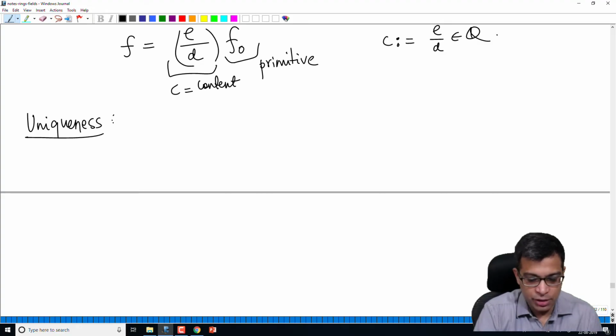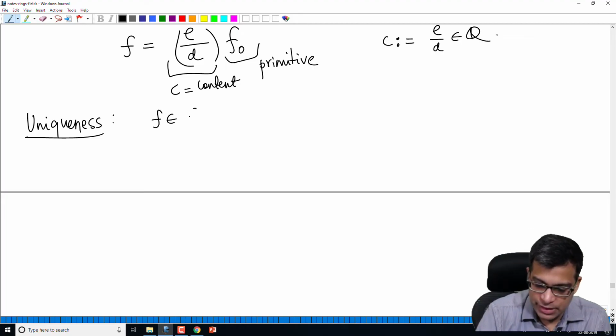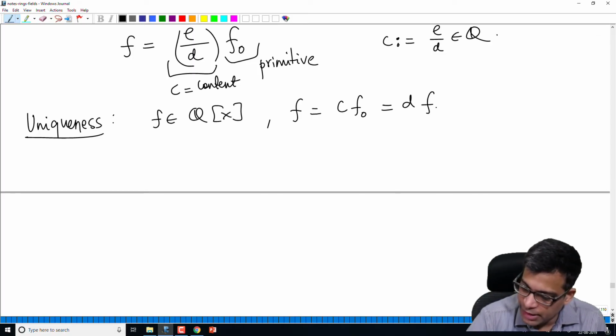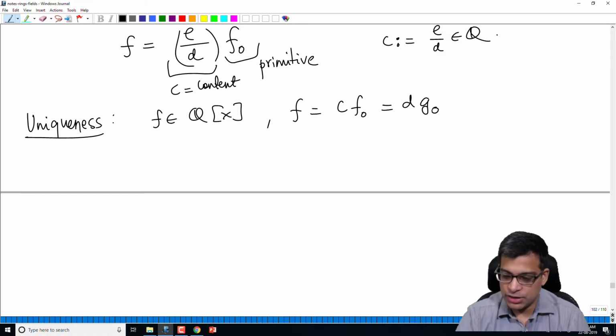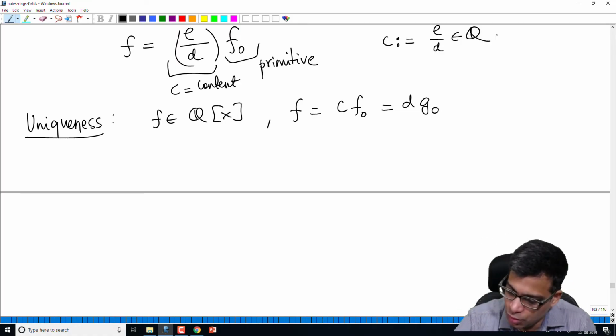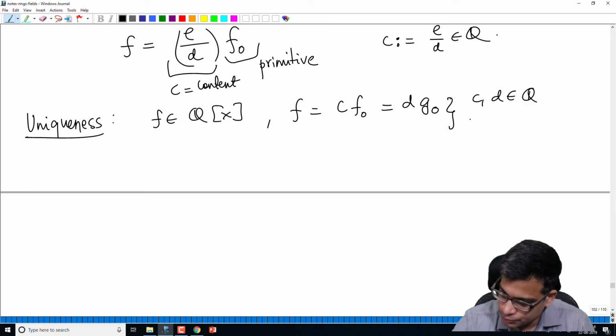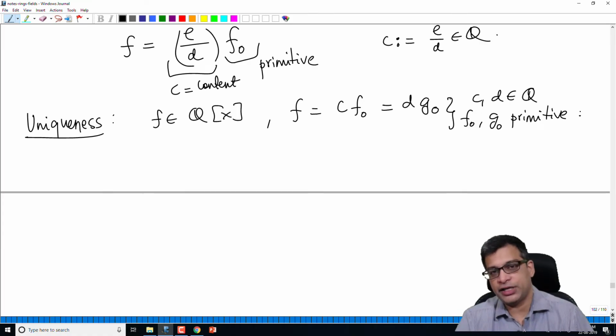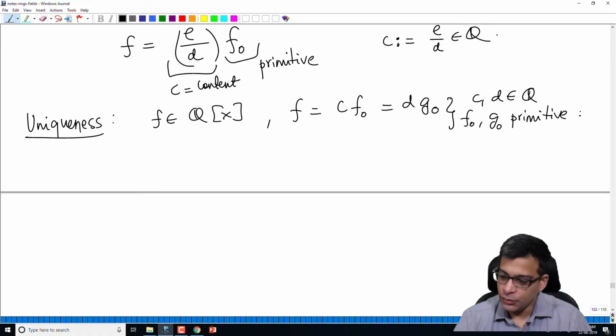Uniqueness is also easy. So let us take f, a rational polynomial, and suppose f can be written as C times f0 and at the same time as D times G0. And what is the property of C, D, f0, G0? C and D are in Q, they are rational numbers, and f0, G0 are primitive. Primitive by definition means integer polynomials. So we have two possible descriptions.